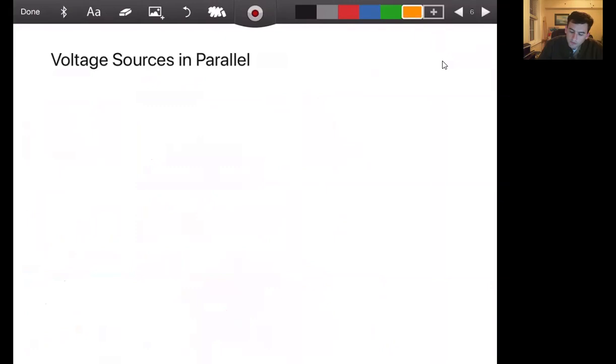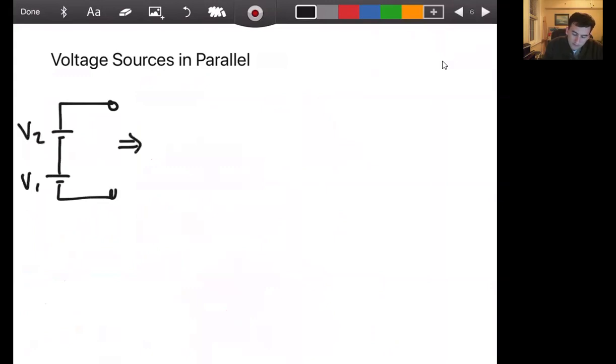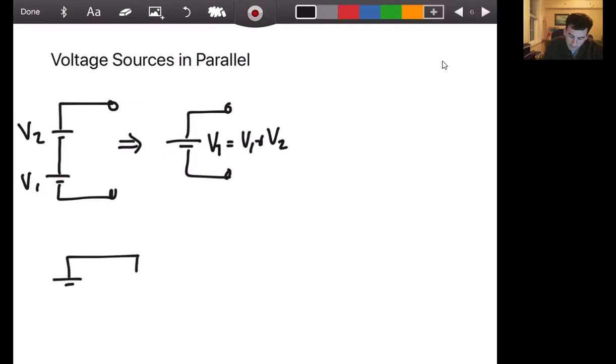When dealing with voltage sources in parallel, we'll first recall what happened when we had voltage sources in series. Then we would simply combine them. If you had V1 and V2 in series, that would just yield a V total equal to V1 plus V2. Very easy. In parallel, not the case. We don't combine our voltages.